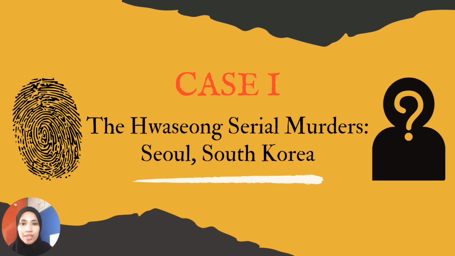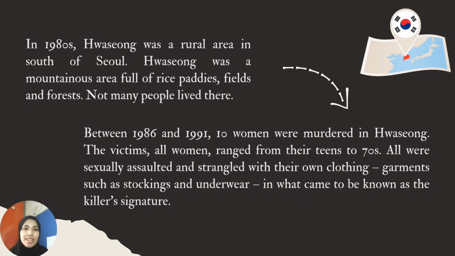For the first case, it was the Hwasong serial murders that happened in South Korea. In the 1980s, Hwasong was a rural area south of Seoul. Hwasong was a mountainous area full of rice paddies, fields, and forests. Moreover, not many people lived there.